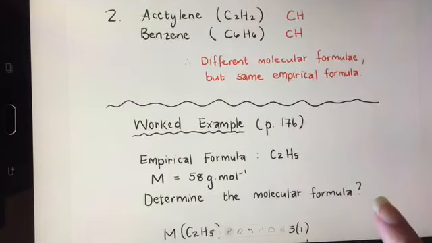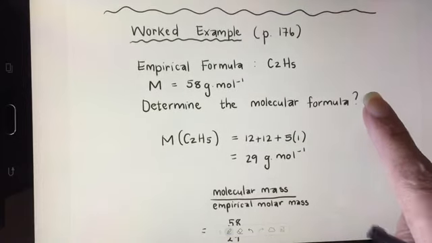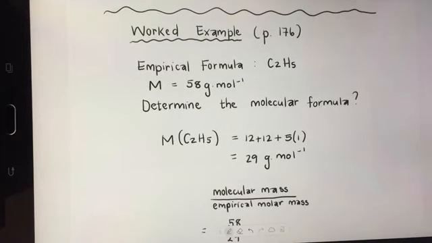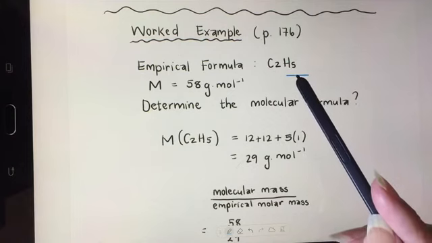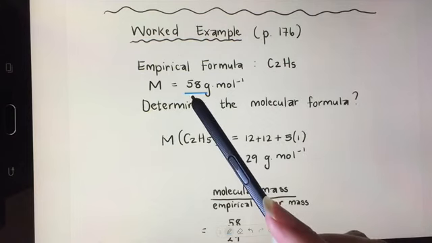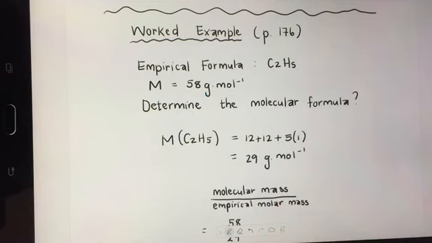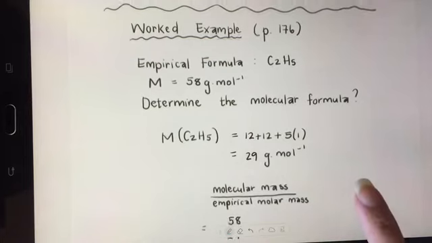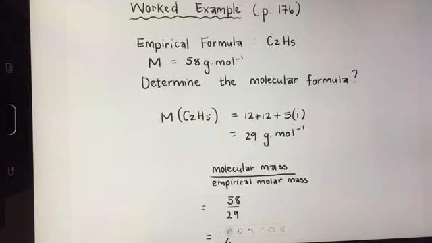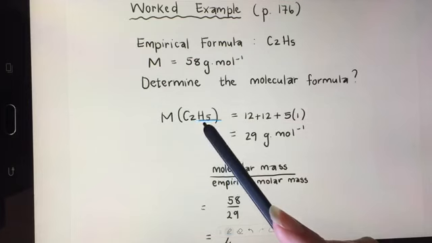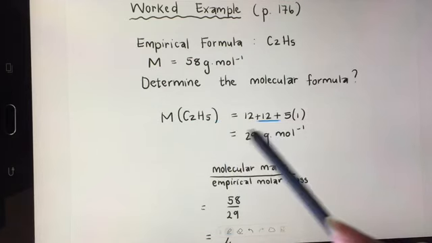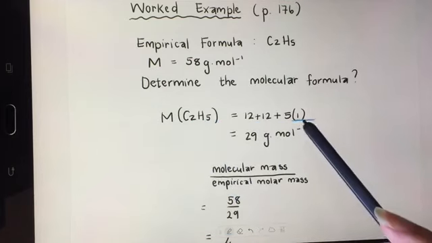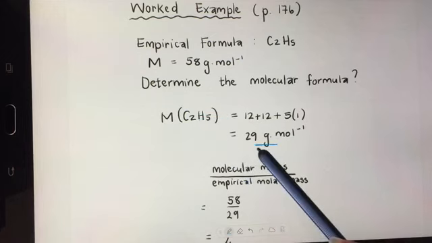Okay, let's take a look at the worked example on page 176. They give us the empirical formula as well as the molar mass, and they ask us to determine the molecular formula. Now, how do we do that? We work out the molar mass of the empirical formula. So molar mass for C2H5 is 12 plus 12, the 2 carbons, 5 times 1, the 5 hydrogens, which gives us 29 grams per mole.